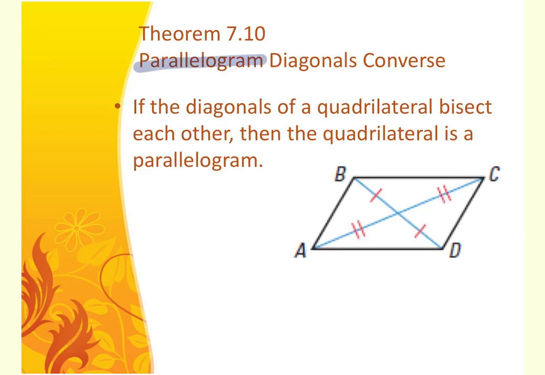The parallelogram diagonals converse says if the diagonals of a quadrilateral bisect each other, then the quadrilateral is a parallelogram. So this is congruent to this, and this is congruent to this, showing that those diagonals are bisected. So then this is a parallelogram.